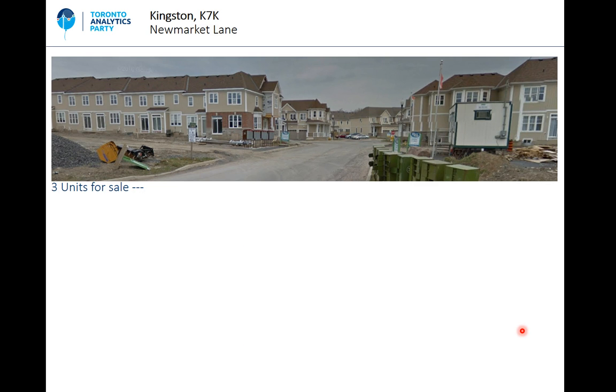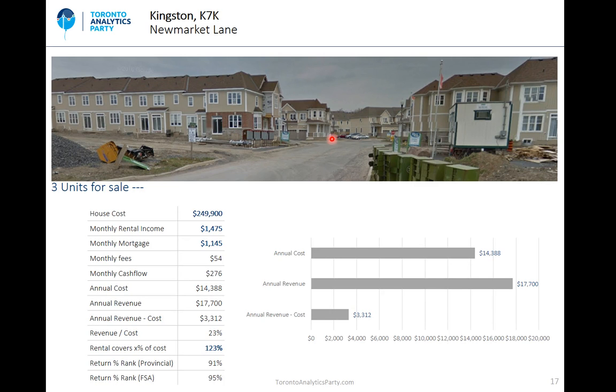One more example here in Kingston, 3 units for sale. See one for $250,000, which has a monthly mortgage of $1,145. The monthly rental income is at $1,475. So your rent income is covering 123% of the cost.